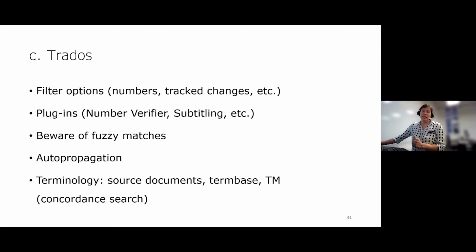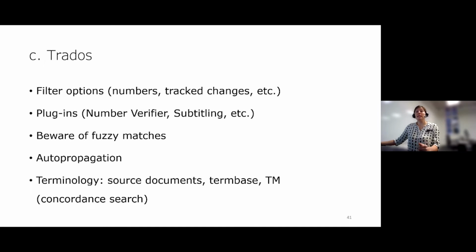And last but not least, we have Trados. Here we also have some special considerations. Again, a lot of this information is already in a proofreading checklist you can download from the info portal. First of all, you can use the filter options in the review tab to help you out.